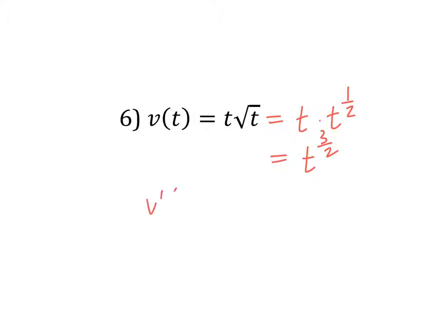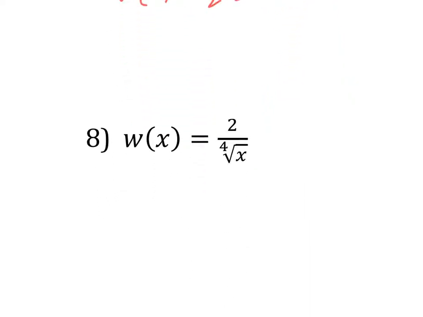Okay, now v prime. Someone raise your hand if you have an answer. William. 3/2 t square root t. Yeah. So bring that 3/2 forward and then subtract 1 whole number, okay? Okay, next. Let's try this one. This is a common mistake, so please be careful. Change it to a fractional exponent first.